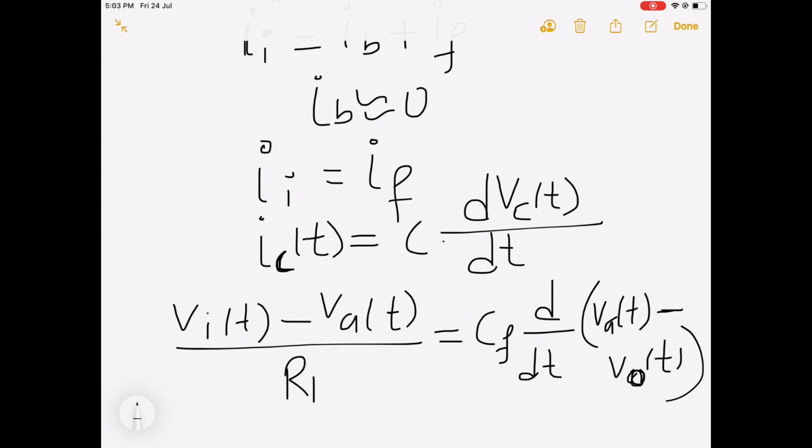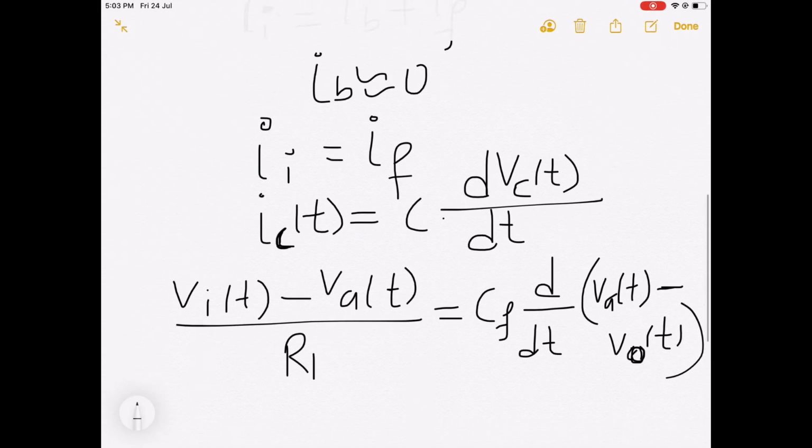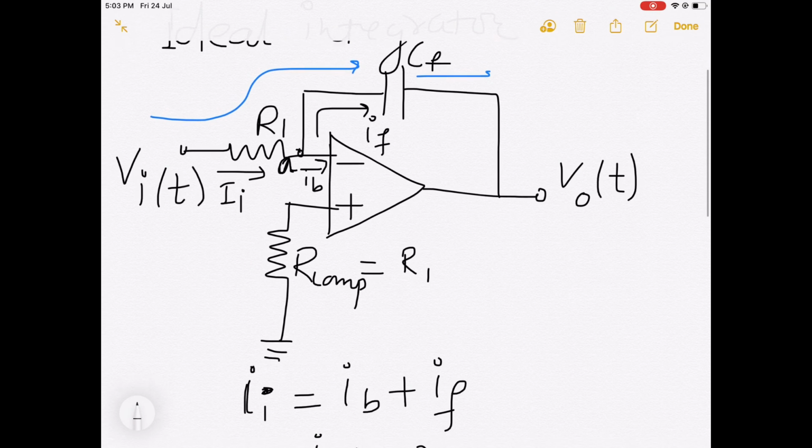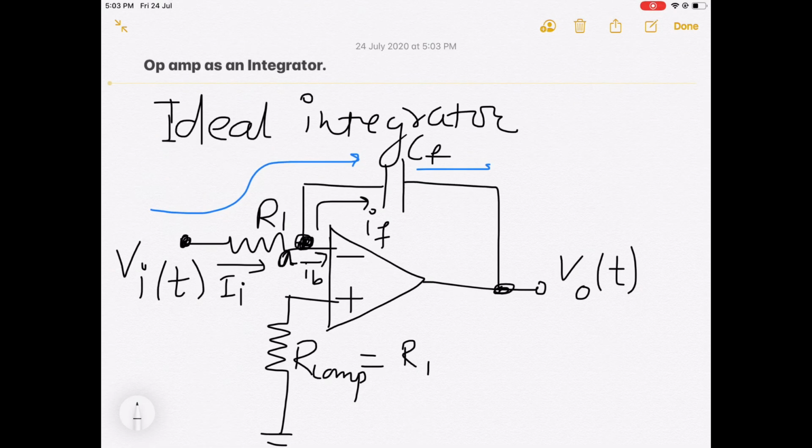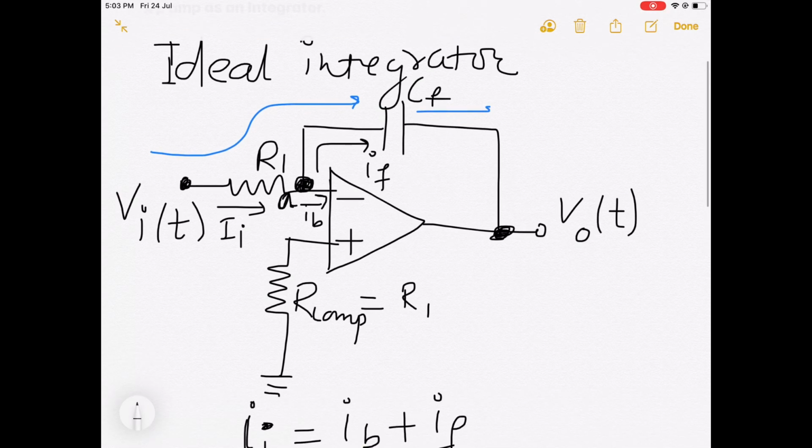So here, if you see this figure, Vii is nothing but Vi of t minus Va of t, because it is in the same direction, and then Vc of t is nothing but Va of t minus Vo of t.